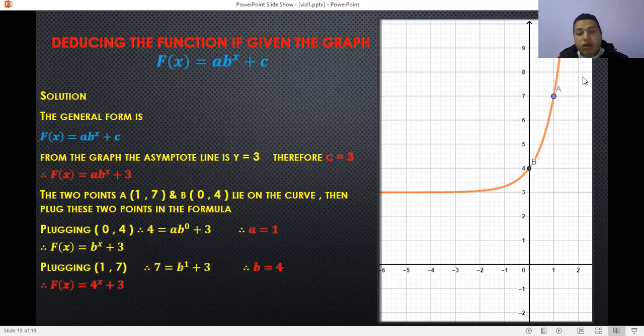Okay, if you are given a curve and told that this curve represents an exponential function, you have to do 3 things. The first, find 2 points that make your computations easier than usual. Number 2, find the asymptote line, which represents c. Then plugging these values into the equation, you can find the equation of the exponential function.